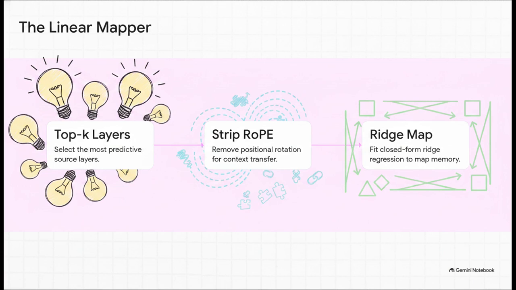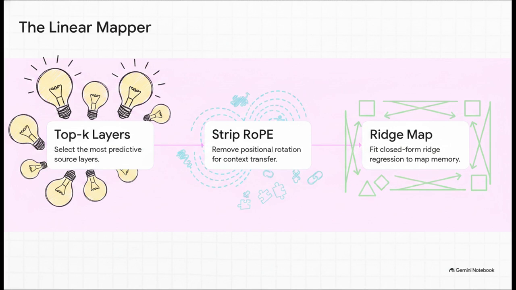This linear mapper works in 3 super logical, clever steps. Step 1, it cherry-picks the top K source layers, basically just grabbing the most relevant layers of memory to translate. Step 2 is absolutely crucial. It strips out RoPE. That's the positional data telling the AI the exact order of the words. By stripping that out, the math translates pure meaning, so it works for a prompt of literally any length. And step 3, it just maps it all over using closed-form ridge regression.